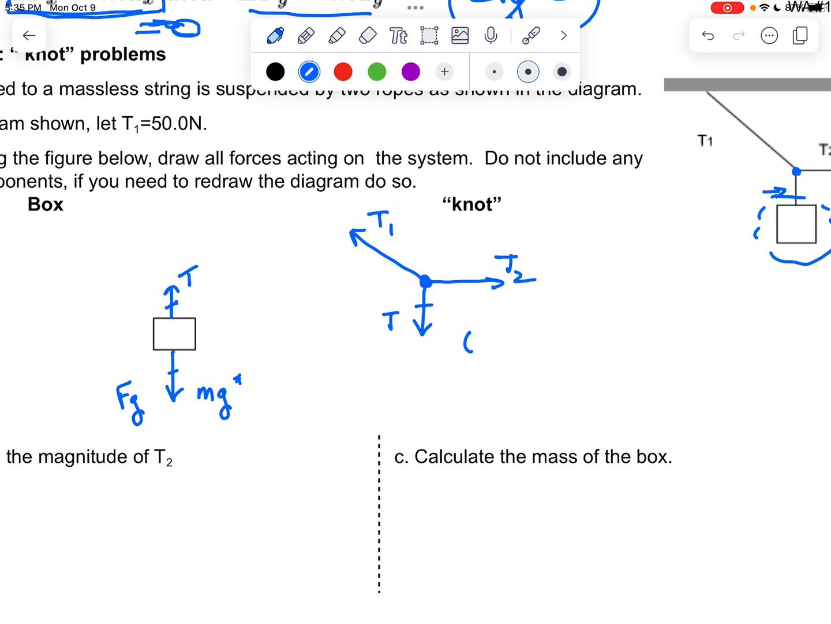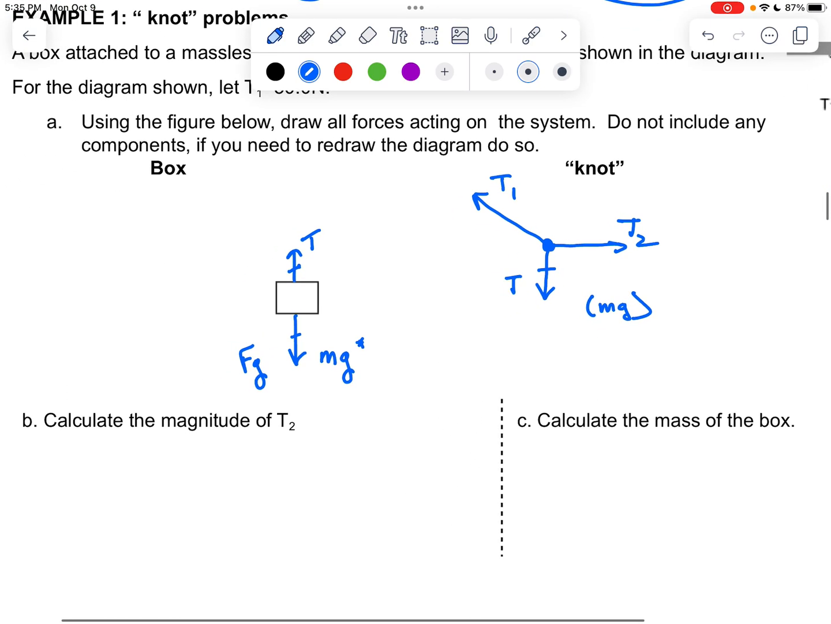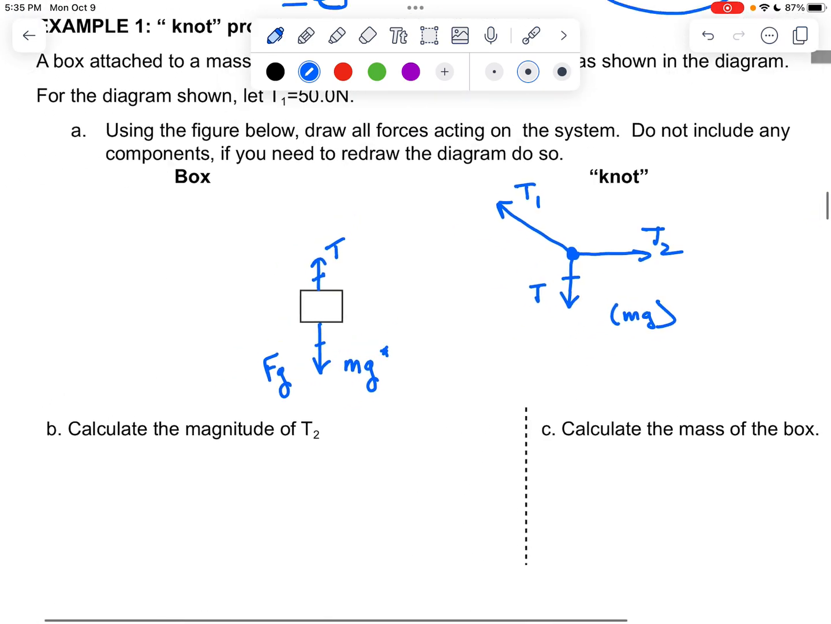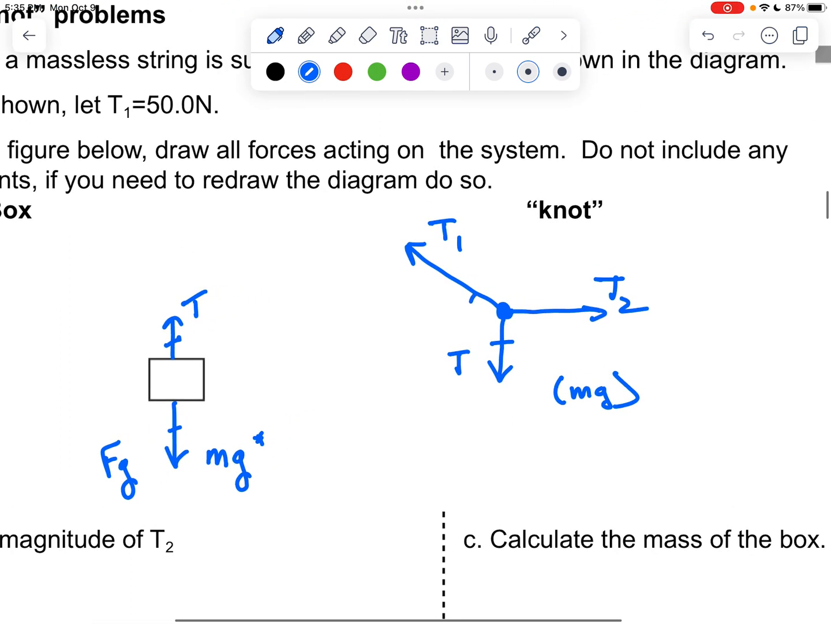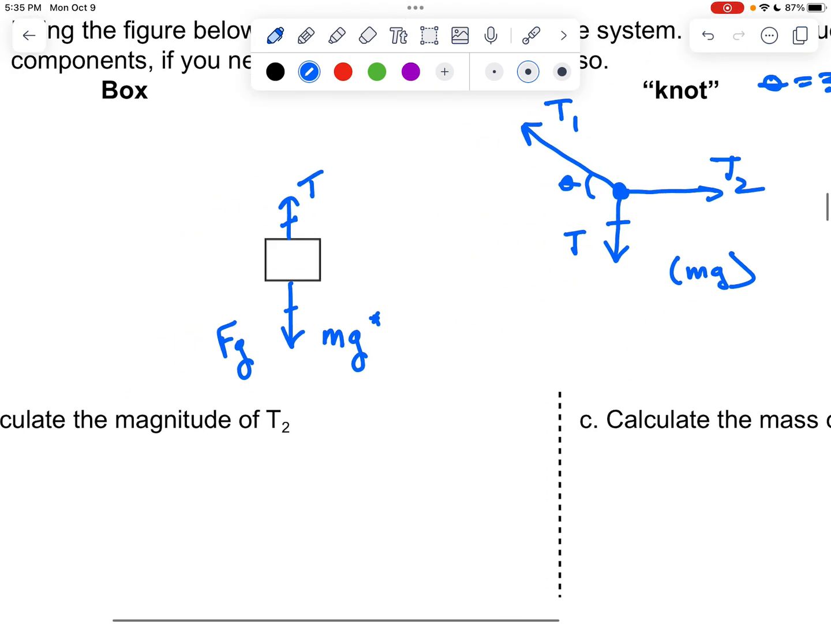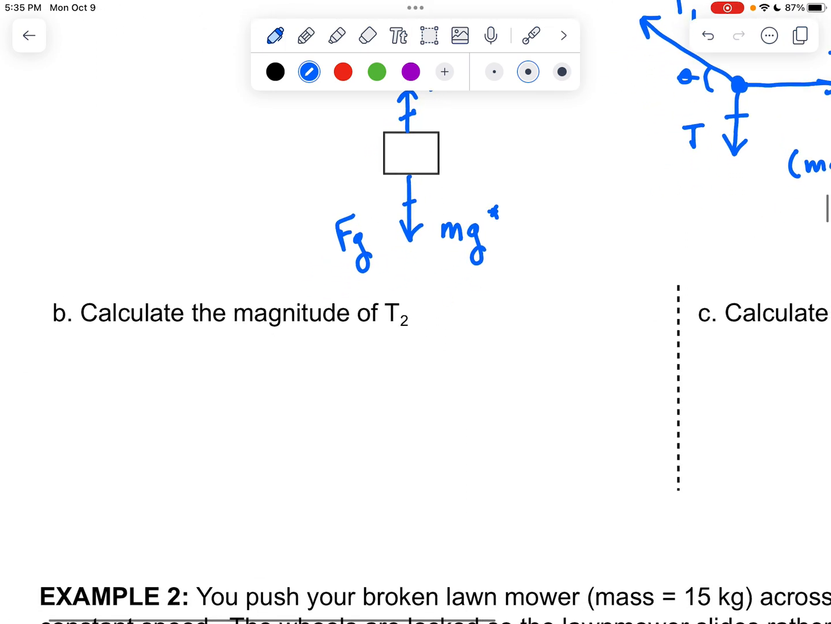Sometimes you'll see people take some shortcuts and kind of also label this mg, but the knot itself is just m times g. As we get more into this, you might be able to take a shortcut a little bit. All right, so our first step here is we're going to calculate the magnitude of T2. So this is where we need an angle, and I think I forgot to give an angle here. So let's make this angle right here theta, and we'll say theta is going to be 30 degrees. So step 2 is breaking things into their components.